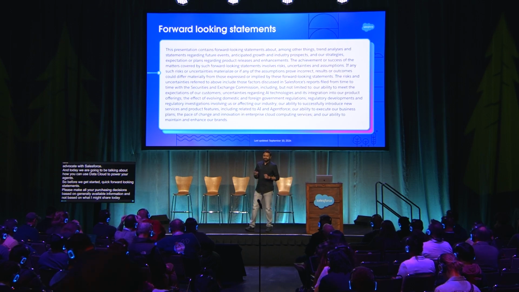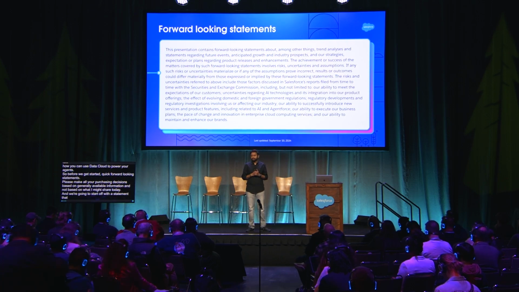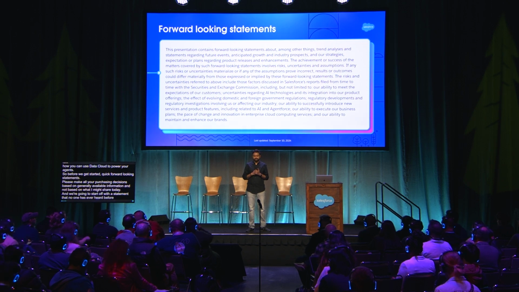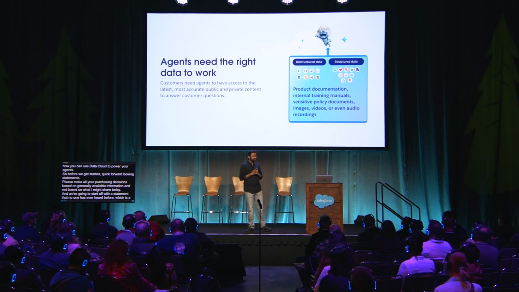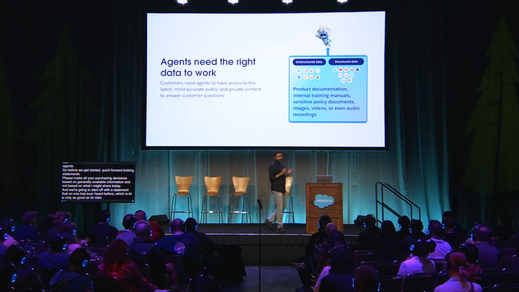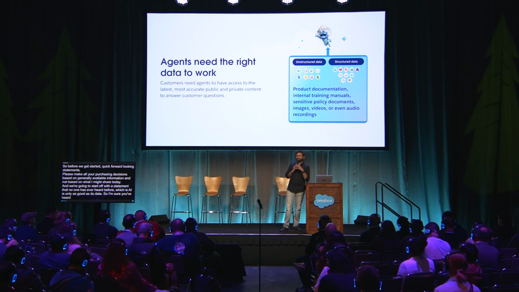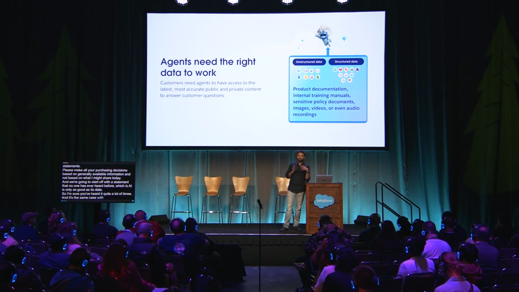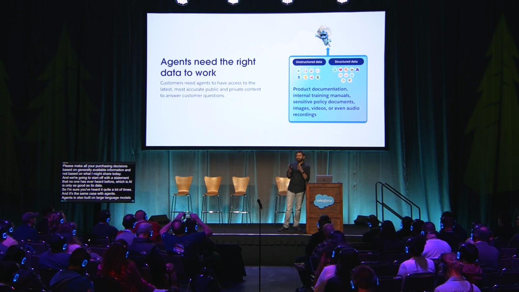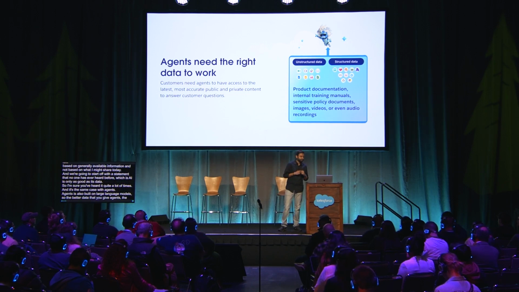And we're going to start off with a statement that no one has ever heard before, which is AI is only as good as its data. So I'm sure you've heard it quite a lot of times. And it's the same case with agents. Agents are also built on large language models. So the better data that you give agents, the better it's going to work for you.